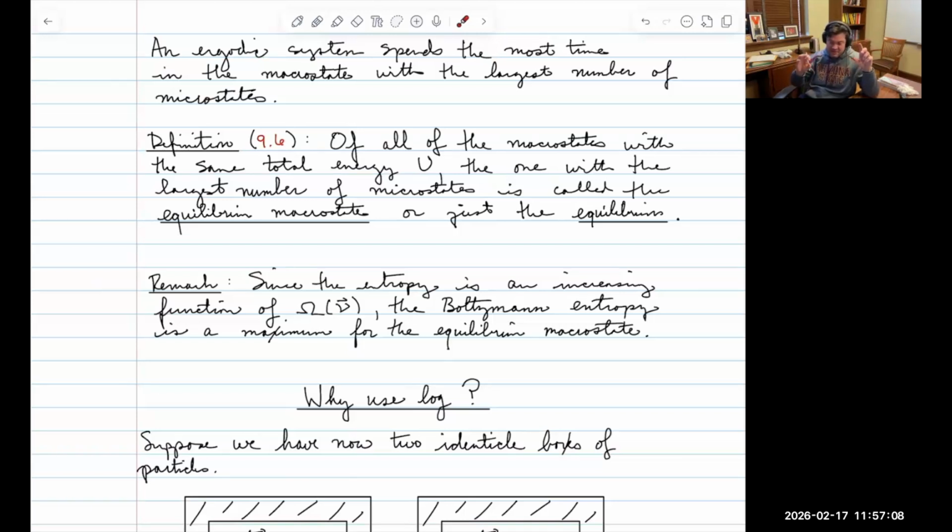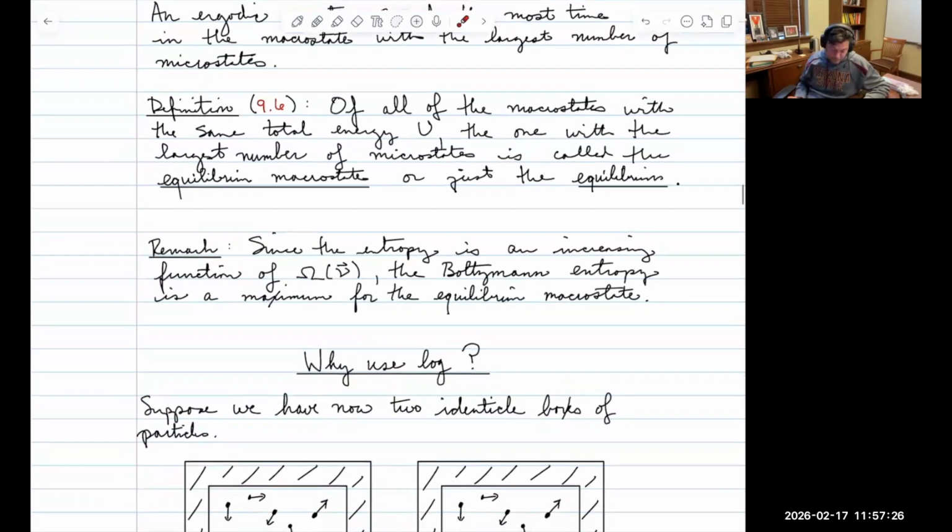We're going to revisit this analogy later. And so this is why the equilibrium is the one where the particles are kind of evenly and randomly distributed within the system, because it represents a macrostate with a very large number of microstates in it. So again, of all the macrostates with the same total energy, and of course I forgot to say the same number of particles, the one with the largest number of microstates is called the equilibrium macrostate, or just the equilibrium, because that's what we expect to find most often when we look at a system randomly.